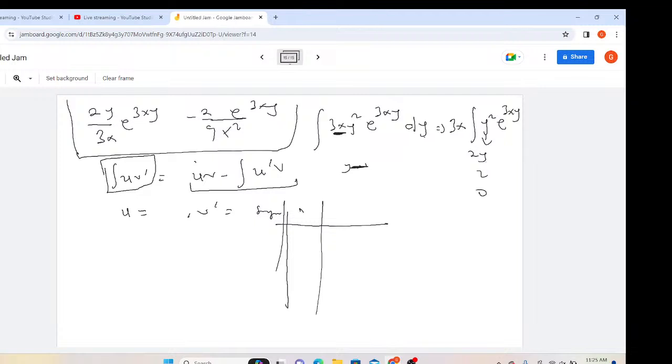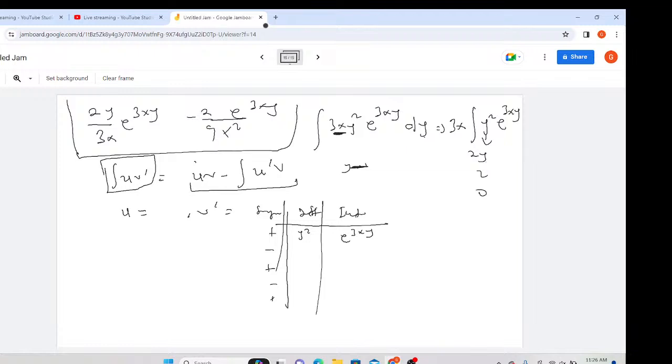So we can just draw, and then we have our sign here, our differential, then our integral. So our sign is plus, minus, plus. We'll just alternate them. Minus, plus. So what do we want to differentiate? We are going to differentiate y squared. And what do we want to integrate? We want to integrate exponential 3xy.